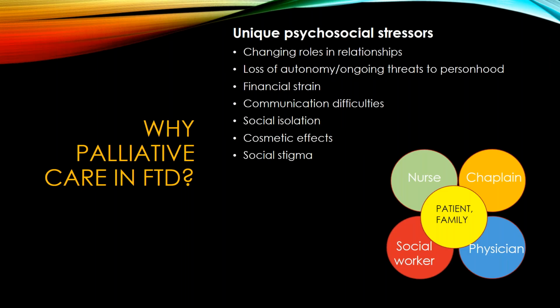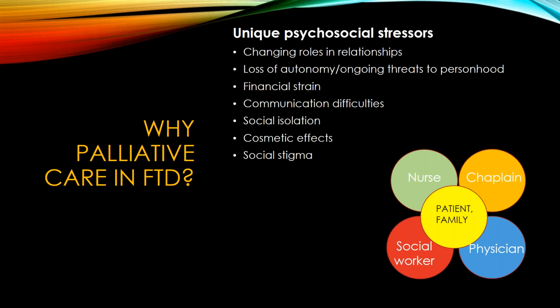So another reason why palliative care can be useful in FTD are the variety of psychosocial stressors that both patients and families undergo. Naturally, there's changing roles and relationships as the FTD progresses. People often have loss of autonomy and need more help with things. There's ongoing threats to personhood. As I said, once somebody has seen themselves as a mother, say, for many, many years, and now with a condition like FTD, doing the things they used to do in that role could be much harder, and therefore they have a shift in how they're seeing themselves, and that can be really hard to navigate.